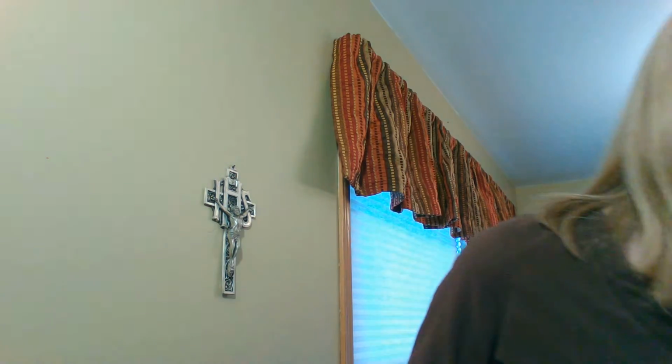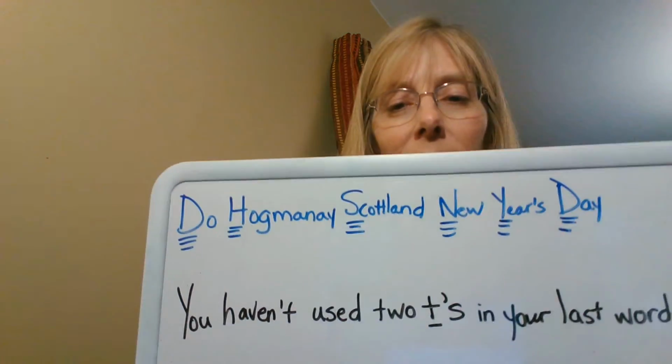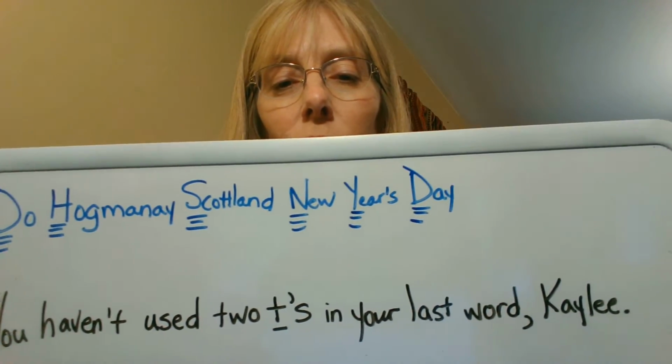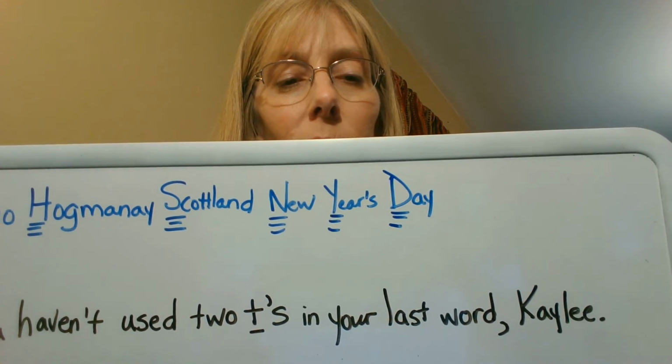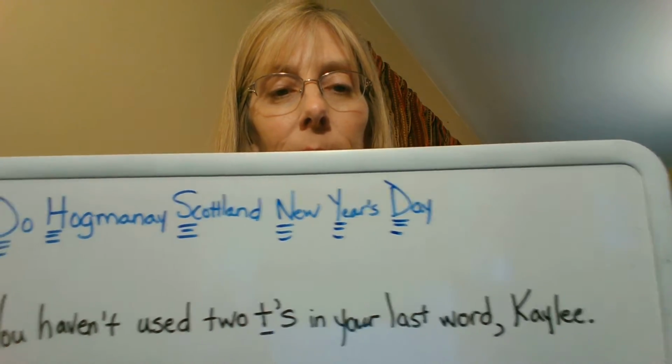You haven't used two T's in your last word, comma, Kaylee, period. So let's see if what you did matches what I did. You haven't used two T's in your last word, Kaylee. Except apparently I spelled Kaylee a little bit differently. I spelled it K-A-Y instead of K-A. Doesn't really matter.